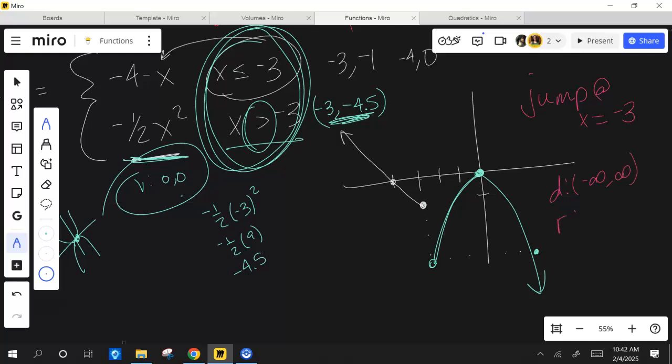What's the range? That's right. Oh, okay. Because it says x is always bigger than negative 3, so it keeps going to the right forever. What's range? Left to right? Bottom to top. You got what I'm putting?